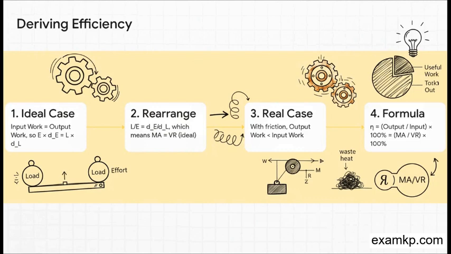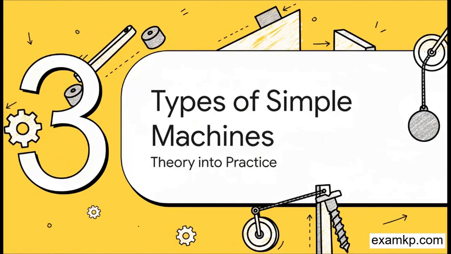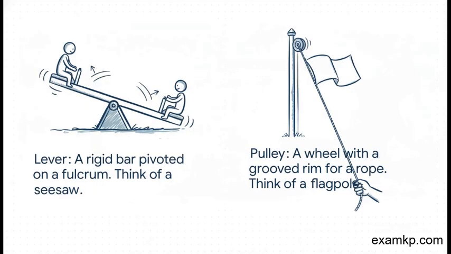Fantastic. Now that we're speaking the language, let's meet the whole family. There are 6 main types of simple machines you've got to know for your exams. So let's start with 2 of the most common ones. A lever is just any rigid bar that pivots around a fixed point, called a fulcrum. You know, like a seesaw or using a crowbar to lift something heavy. Then you've got the pulley.